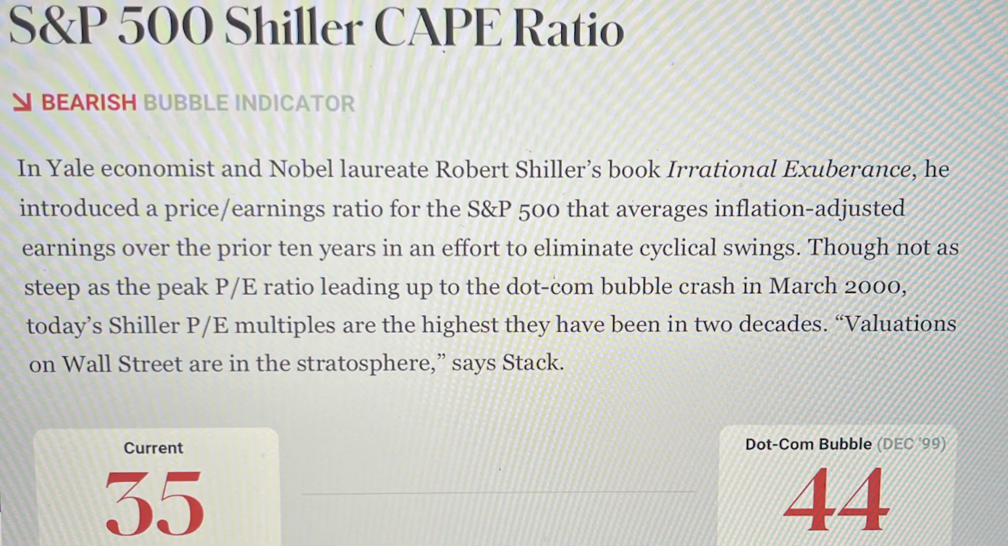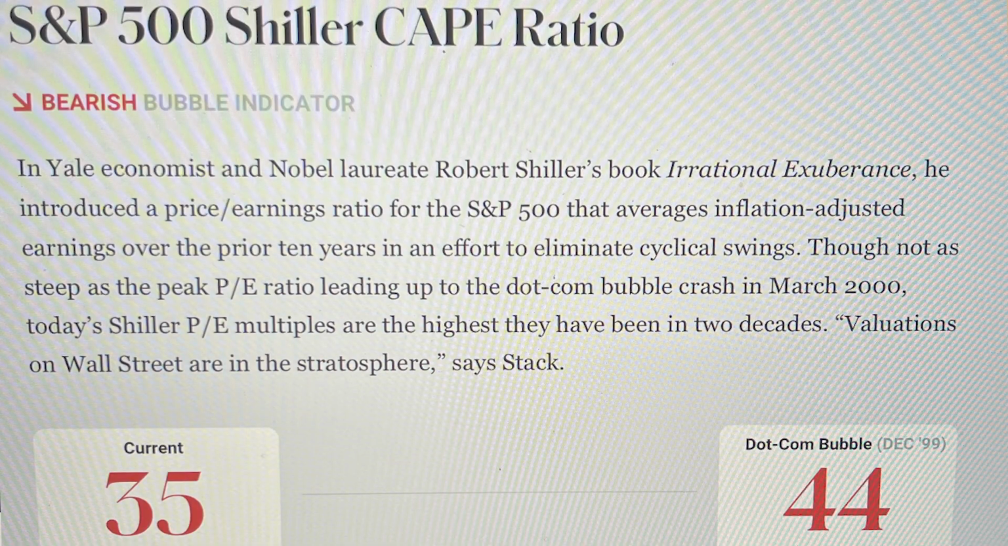Number one, S&P 500 Shiller-CAPE ratio. Robert Shiller introduced this ratio of price over earnings for the S&P 500 adjusted to inflation over the prior 10 years. Today, it's at 35, the highest it's been in the last 20 years. But before the crash, it was 44. So the bigger it is, the more likely the market could crash.